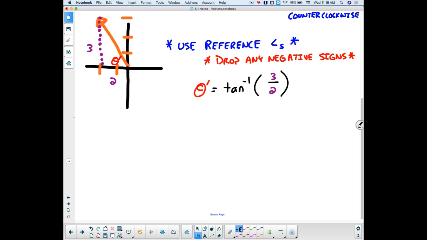So inverse tangent of 3 divided by 2 gets me theta prime is 56.3099 degrees. Agree with me on that? You gave me a look like, where did I get that from? Oh, I just typed it in my calculator. Okay, all right, with me? But that's my reference angle.